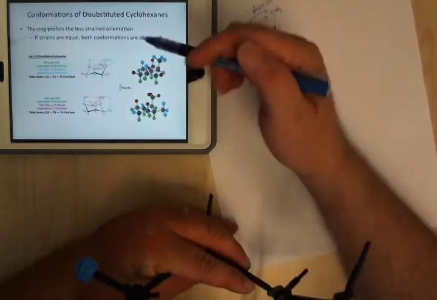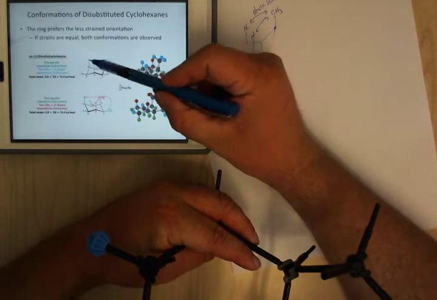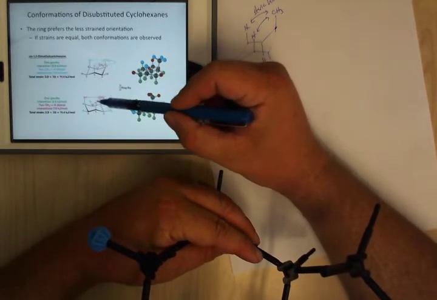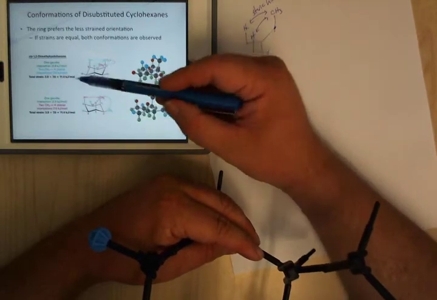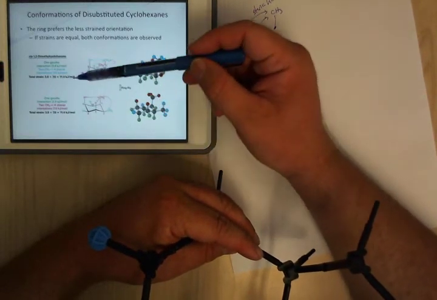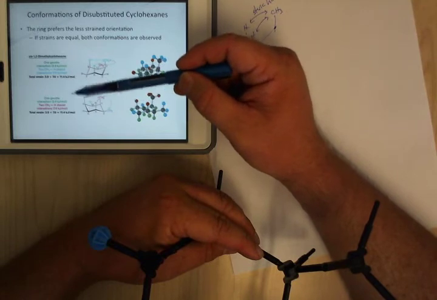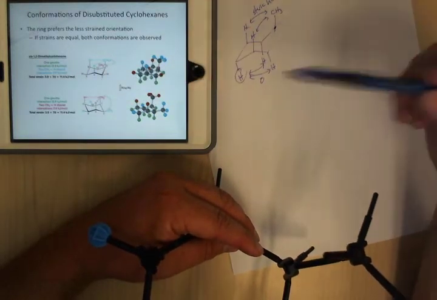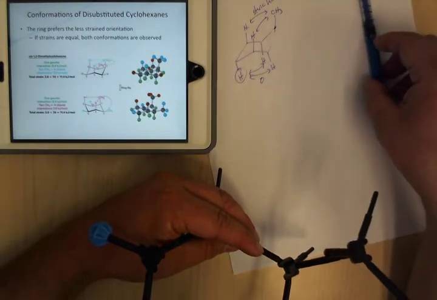So this methyl group interacts with the blue hydrogens, you do a chair flip, and you still have a methyl going here. So there's no preference between the two. It's still going to be this interaction here. It's going to spend an equal amount of time in each one. There's no preference.